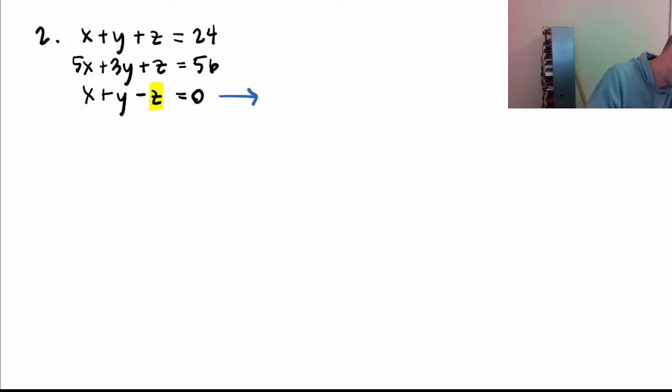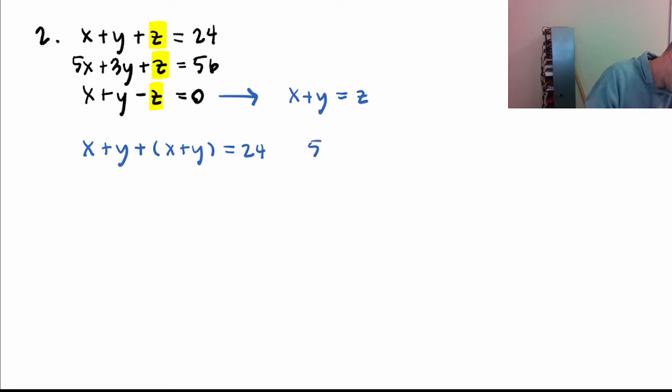So I'm going to go over here and I'm going to say, okay, I'm going to add z to both sides. I'm going to get x plus y equals z. And then I'll use that to substitute on the other two equations right there and there. So I'll have x plus y plus z, which is x plus y, that's equal to 24. And 5x plus 3y plus z, which is x plus y, that's going to equal 56.